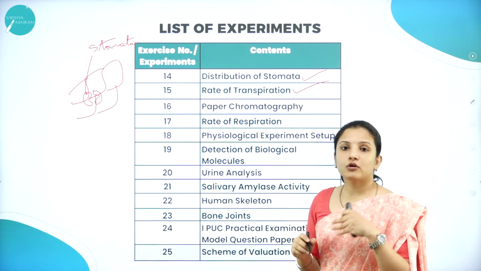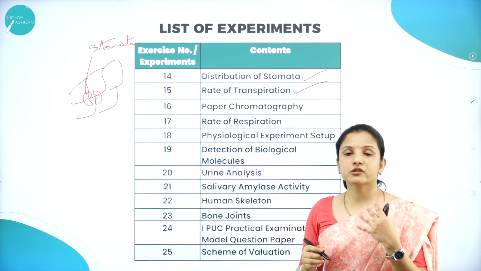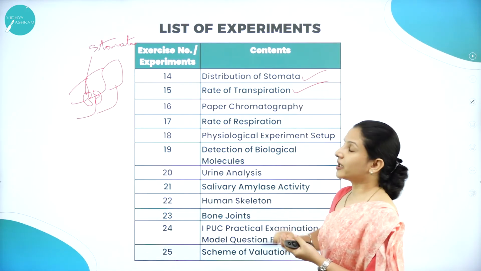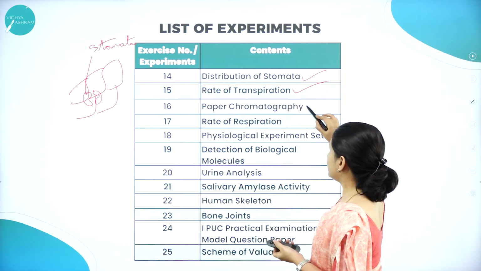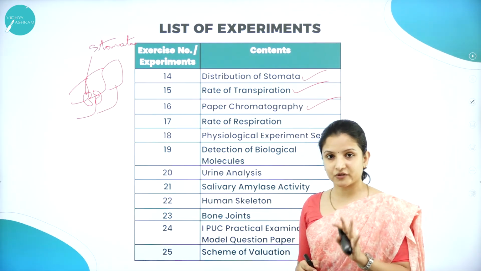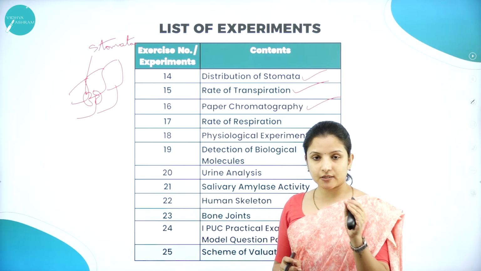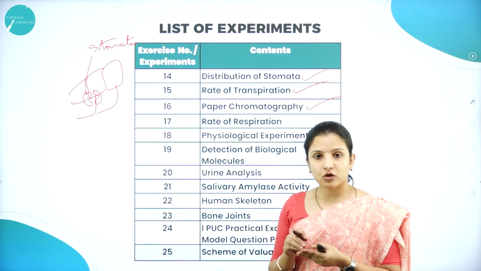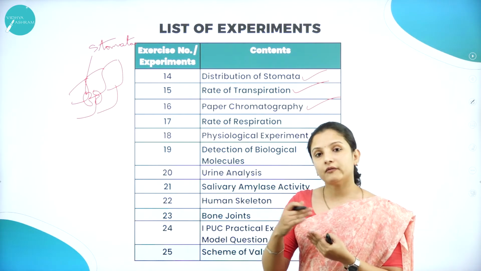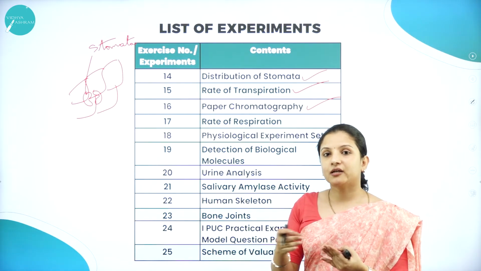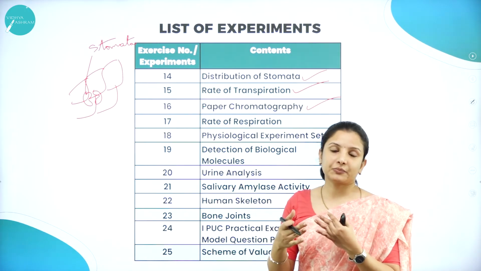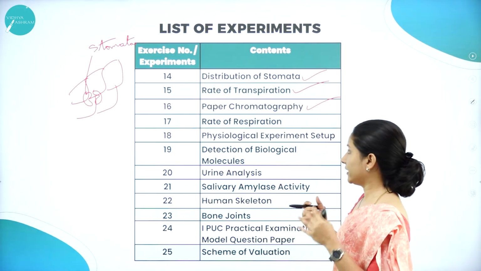Then how much water is lost from the plants because of transpiration, that you will study under rate of transpiration. Then paper chromatography. Paper chromatography is a very colorful and beautiful experiment, wherein you take the plant extract, put it on a chromatography paper and wait for some time. Once the pigments get separated, beautiful green, yellow, orange, all colors of pigments will separate. It is a very beautiful experiment.